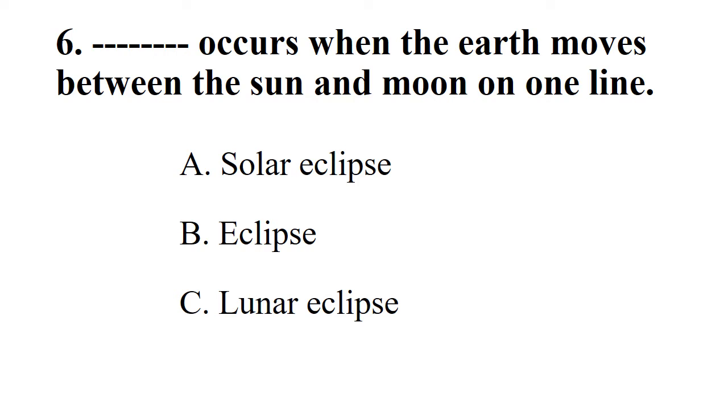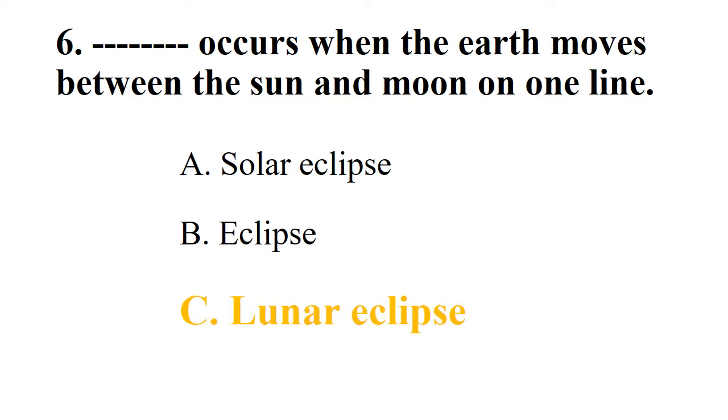Next, dash occurs when the earth moves between the sun and moon on one line. Options: solar eclipse, eclipse, lunar eclipse. Right option: lunar eclipse.